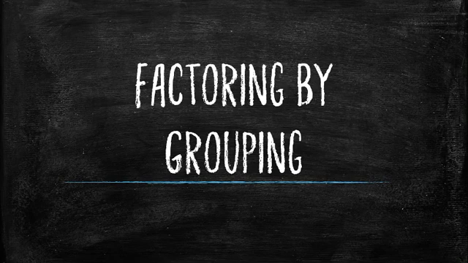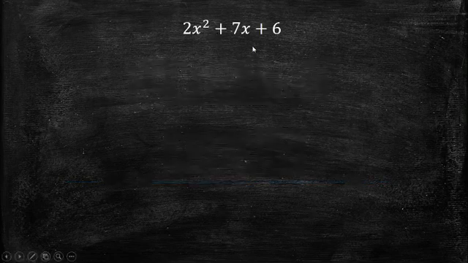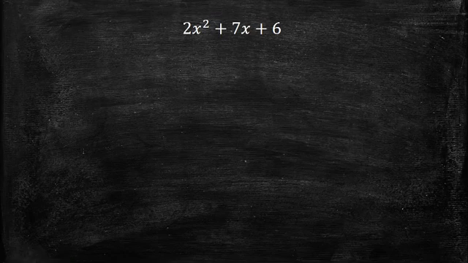Okay, today I'm going to show you guys how to factor by grouping. So we're given the polynomial, this is just an example here, 2x squared plus 7x plus 6. And with the grouping method, what you want to start out with is you want to multiply the first term, the leading coefficient, the coefficient of the first term, by the last term, and that gives us 12.